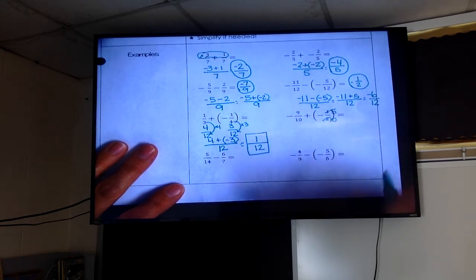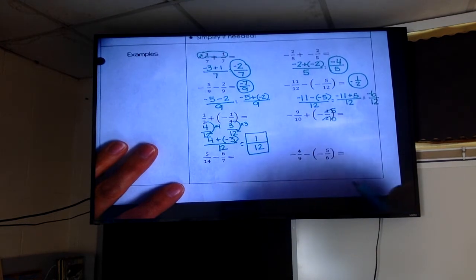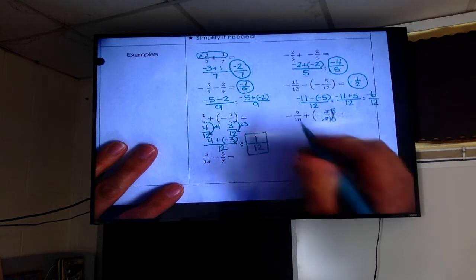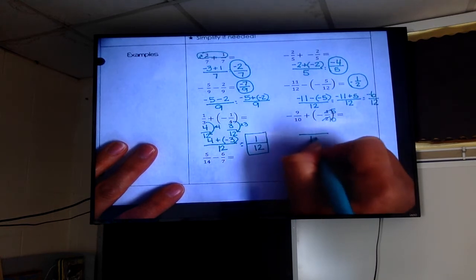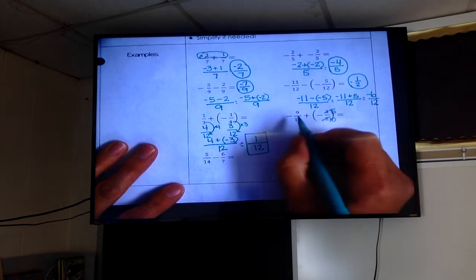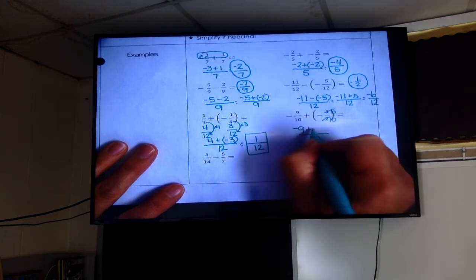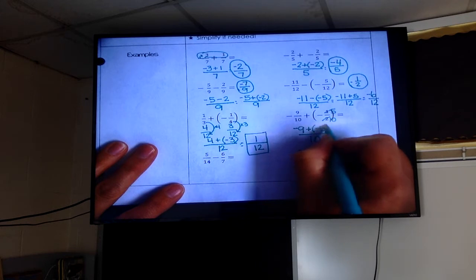And if you want to change it just like that, I'm okay with that. You change it how you want to. If you want to rewrite it like I did here, that's fine also. So now that I have a common denominator of 10, I'm going to do my top. So I have negative 9 plus negative 5.